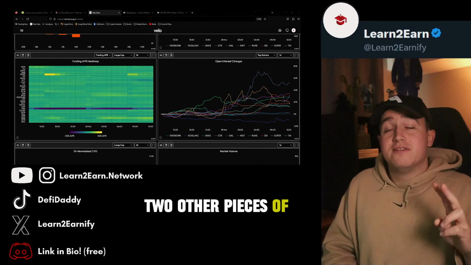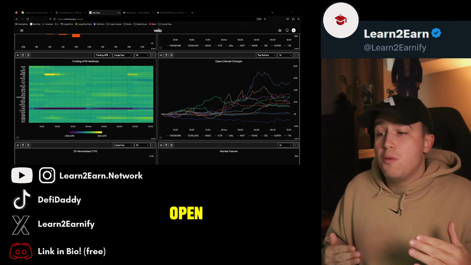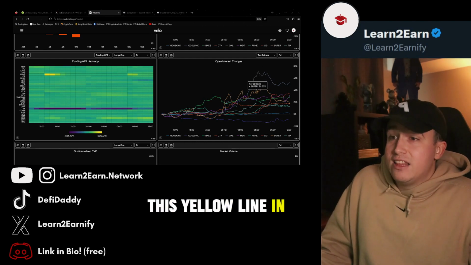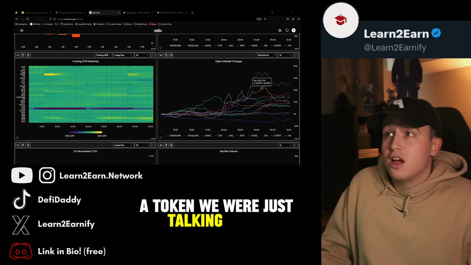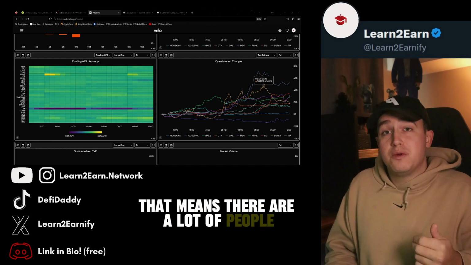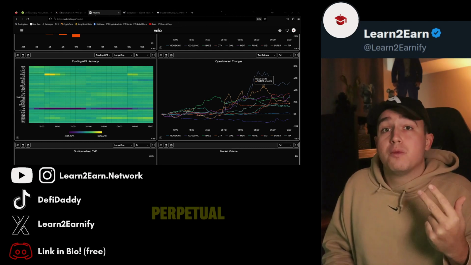Two other pieces of data that I think are worth talking about in this VOD Data dashboard: open interest changes and funding heat map. So for example, this yellow line in the middle, Super, a token we were just talking about, has had a significant spike in open interest. That means there are a lot of people either trading on margin, options, or the most likely option, perpetual futures.